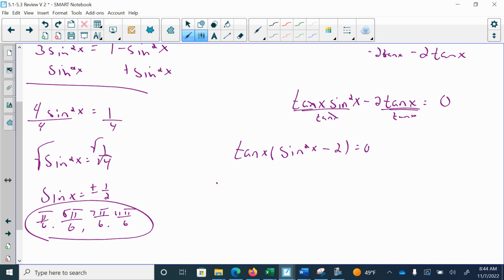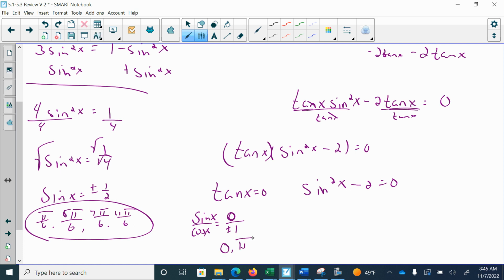So then I'm going to say the tangent of x times sine squared x minus 2 is equal to 0. So I'm going to say tangent of x is equal to 0, and sine squared x minus 2 is equal to 0. Here, when is the tangent of x equal to 0? Well, remember, tangent is sine of x over cosine of x. In order for this to be 0, the sine has to be 0. The cosine can be plus or minus 1. And that's going to be 0 and pi.